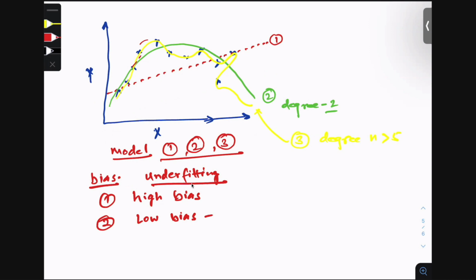Okay, this will have a low bias. For the number 3, we will just see whether it has a high variance or low variance. Let's see. The number 3 model is fitting the data as it is, right?